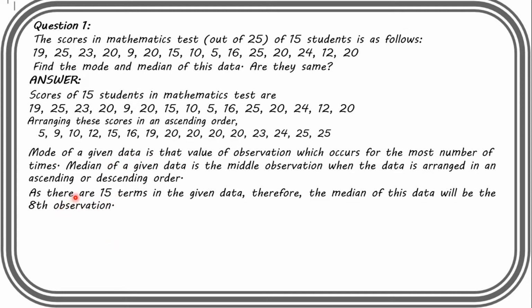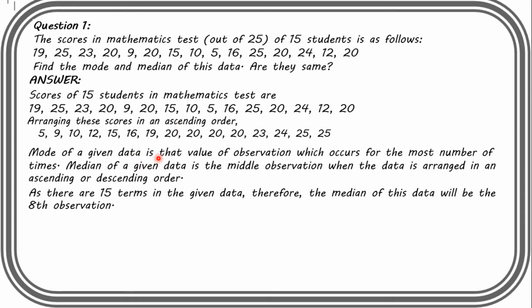Whereas if we talk about the median of the numbers, which is the 8th observation, count 1, 2, 3, 4, 5, 6, 7, 8. The 8th observation is 20. So the median is also 20.